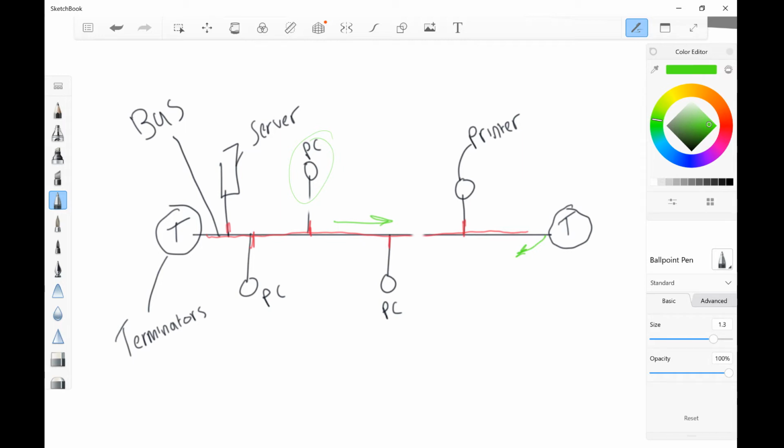So if the main wire or the main bus gets disconnected, or if one of these wires gets disconnected, then that computer won't be able to access the network, or the whole network will go down if the bus is broken or disconnected.